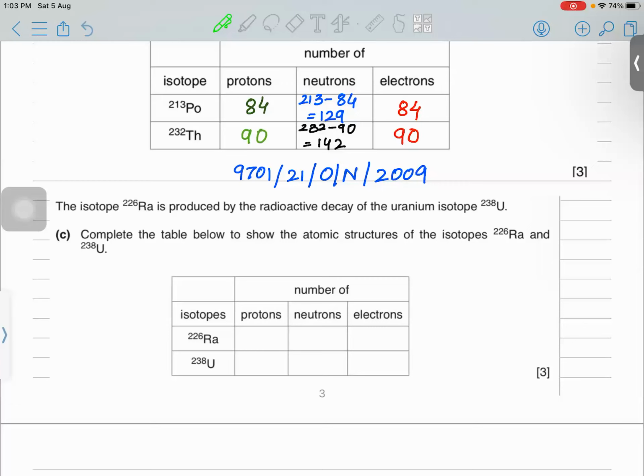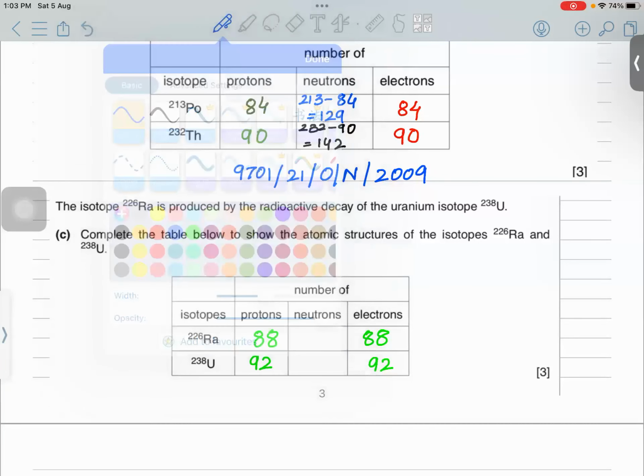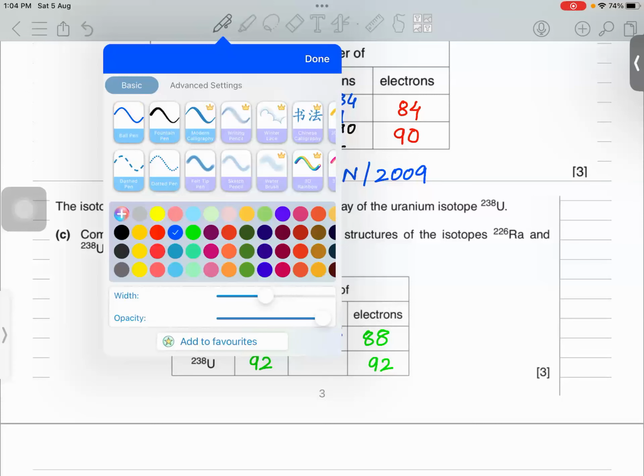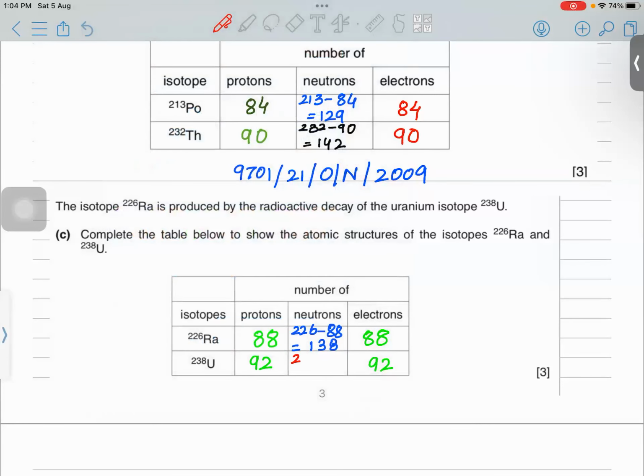Okay, sir, I'll tell you. Radium has 88 and uranium has 92. Right. There is no charge, so again the electrons are 88 and 92, the same. Now how to find the number of neutrons? The mass number minus the atomic number. Exactly. For radium, 138. For uranium, 238 minus 92, I think 146.